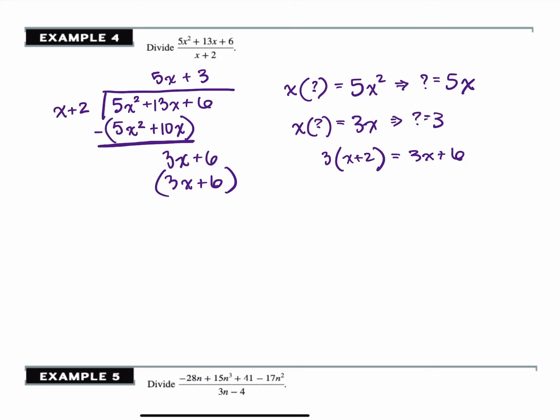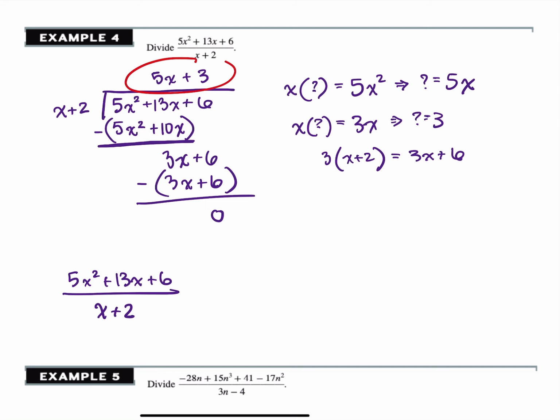And notice when I subtract, I'm subtracting the same thing. I'll just get 0 as my remainder. Both terms will cancel out. So if you have a 0 remainder, let's restate the problem. I can say 5x squared plus 13x plus 6 over x plus 2 equals this. This will be our result, 5x plus 3.